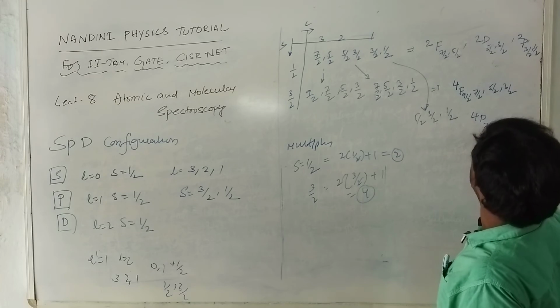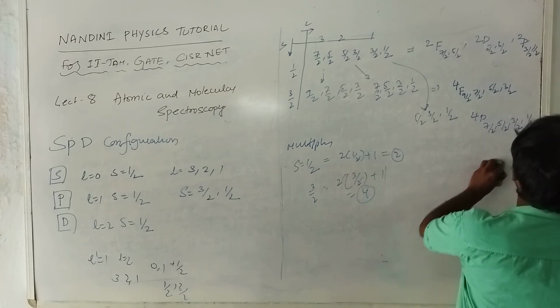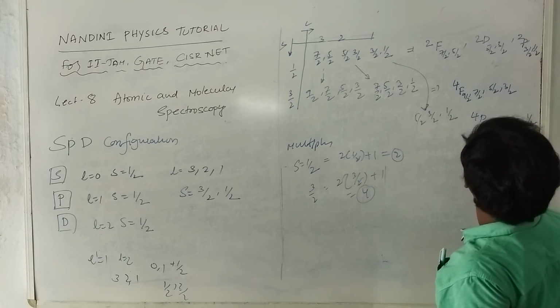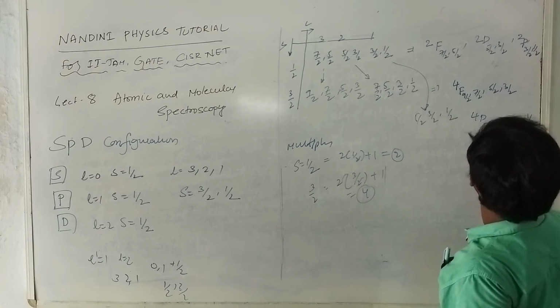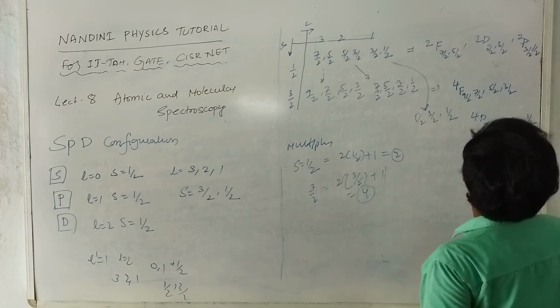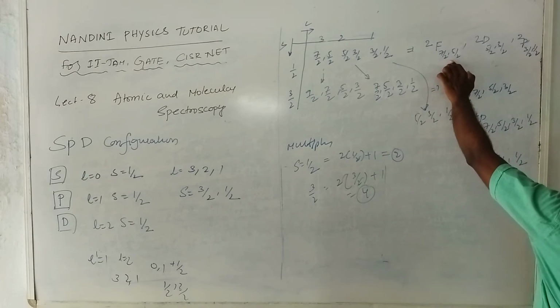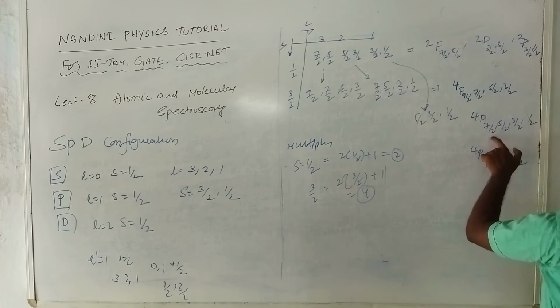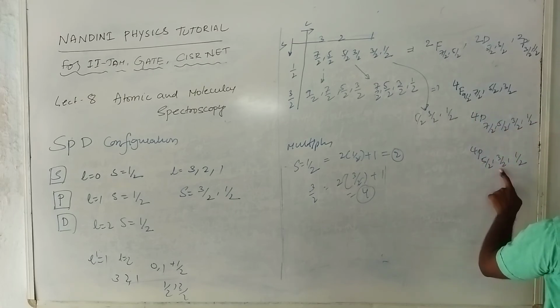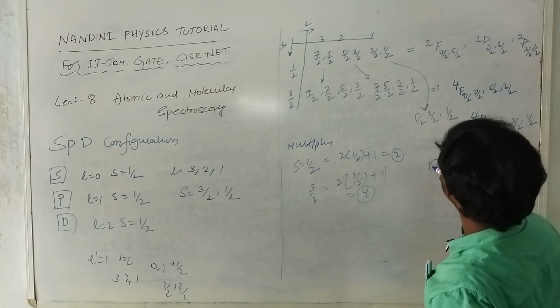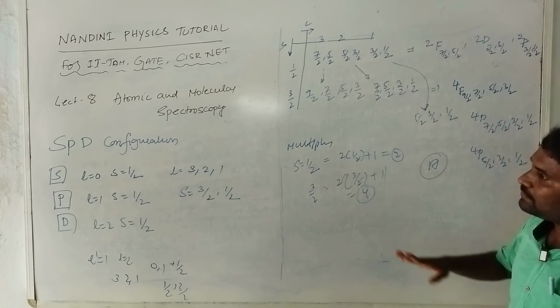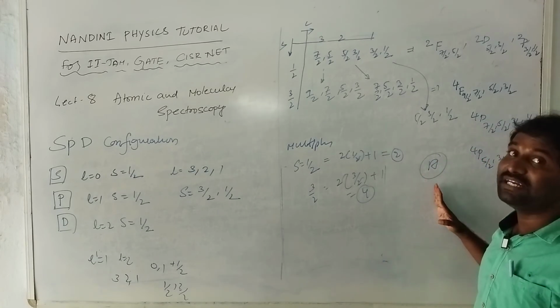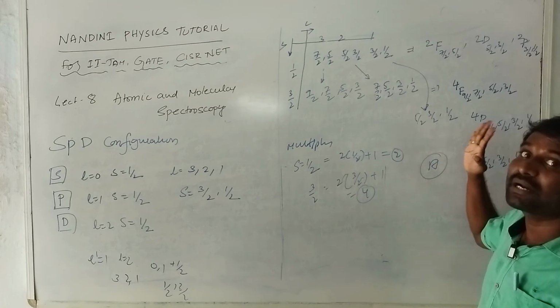Right, next is 4D 7 by 2, 5 by 2, 3 by 2, 1 by 2, okay. Next 4P 5 by 2, 3 by 2, 1 by 2. So see total spectra: 1, 2, 3, 4, 5, 6, 7, 8, 9, 10, 11, 12, 13, 14, 15, 16, 17. So total splitting 17. So only for the SPDF configuration you will get 17 spectral terms.